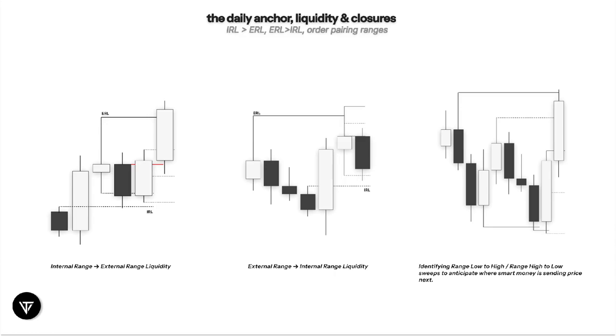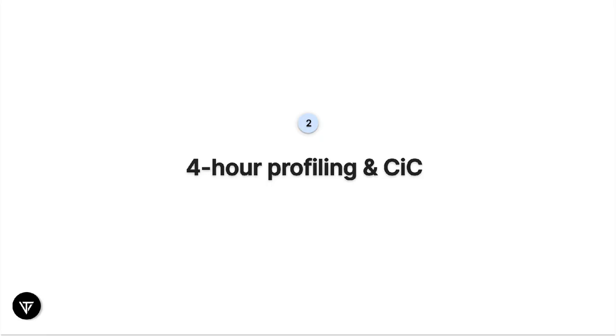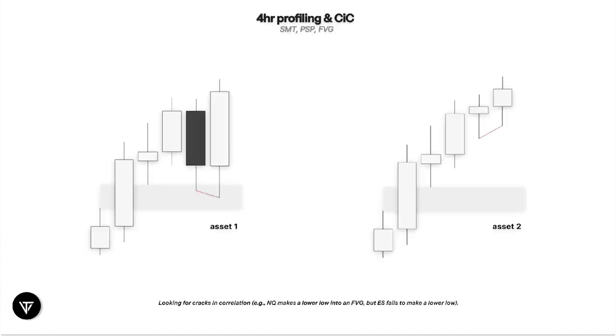Once I have that daily narrative, I drop down to the 4-hour time frame. Now, the 4-hour is where things start getting a bit more precise. This is where I'm looking for the institutional footprint. What I want to see here are key levels. I am hunting for high probability fair value gaps. But I don't just trade any random FVG. I mean, there are gaps everywhere if you look hard enough.